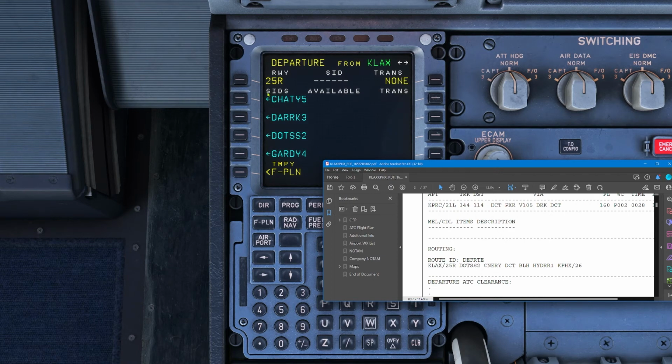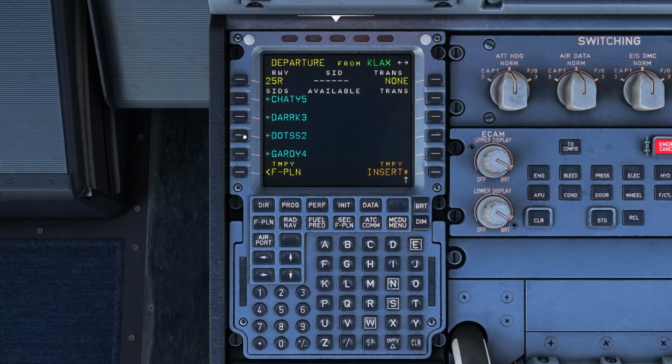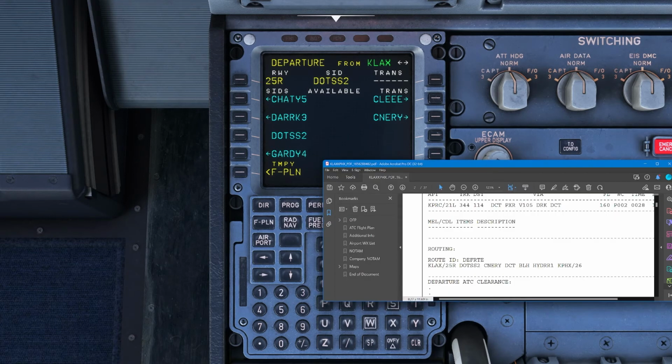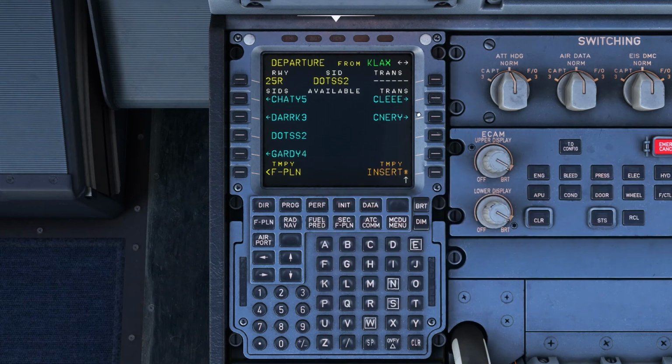Again, departure is a standard instrument departure. So SID. We want dots to. And when you choose dots to, now it's saying, oh, there are, at least for this departure, 2 available transitions. Which one are you planning on taking? Well, let's take a look. We are planning on taking scenery. So you would choose scenery, and that's it for the departure.